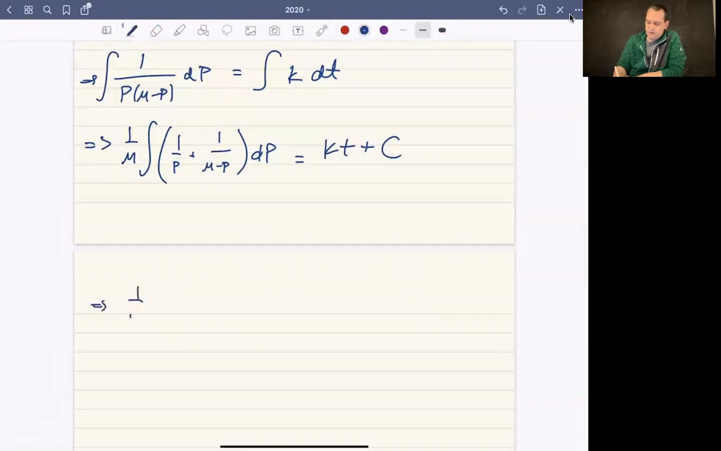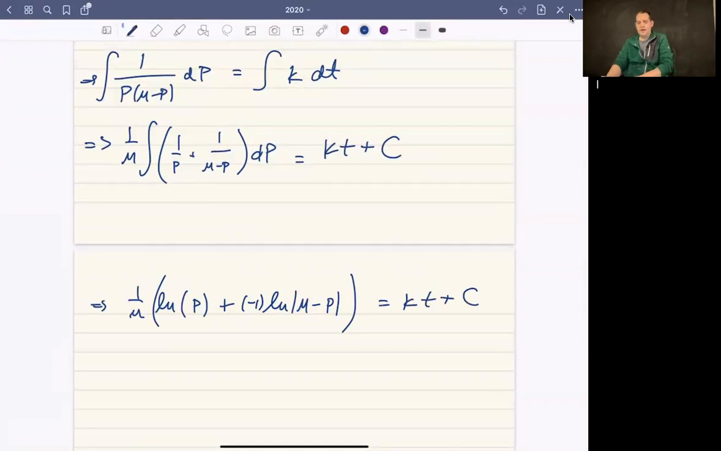We're going to end up with 1 over m natural log of p plus, let's see, the natural log of the absolute value of m minus p times minus 1. That's all times 1 over m. That's equal to kt plus c. And then the absolute value of m minus p, that'll be positive, actually. So we can drop the absolute values there.